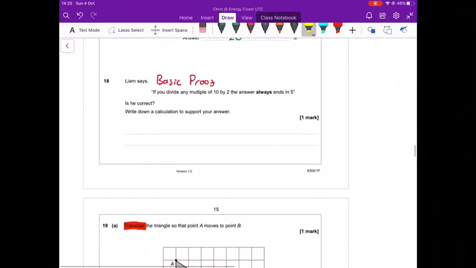Liam says, if you divide any multiple of 10, so any number in the 10 times table, by 2, then the answer always ends in 5. So let's start with a number in the 10 times table. Let's start with 10. Well, 10 divided by 2 is equal to 5. So that one works for him. Yeah, Liam's right there. Let's try another number.